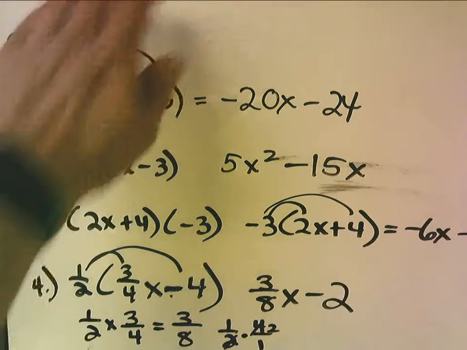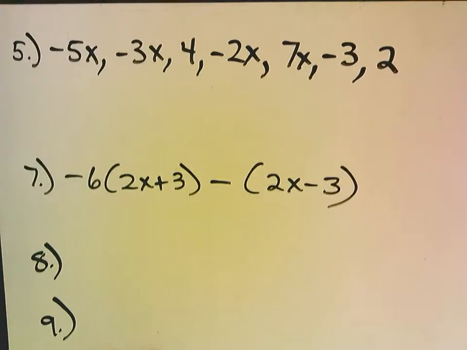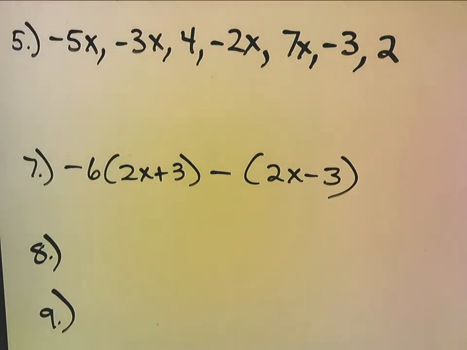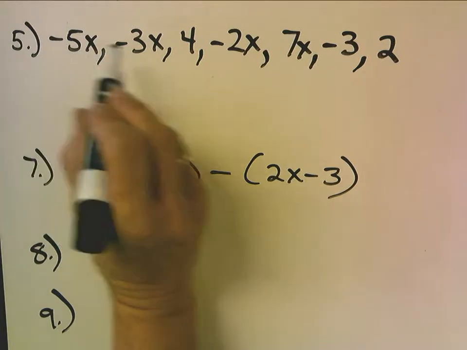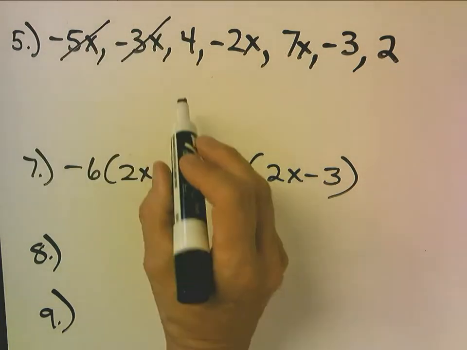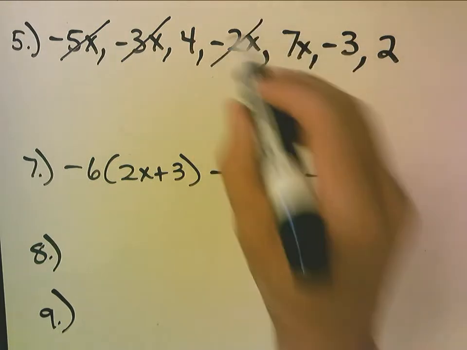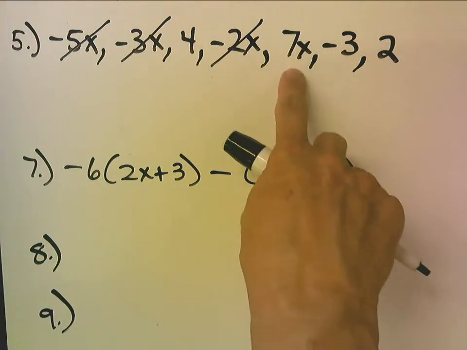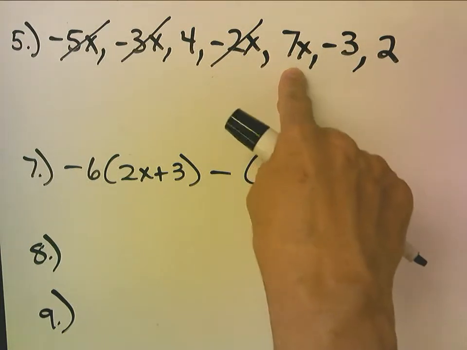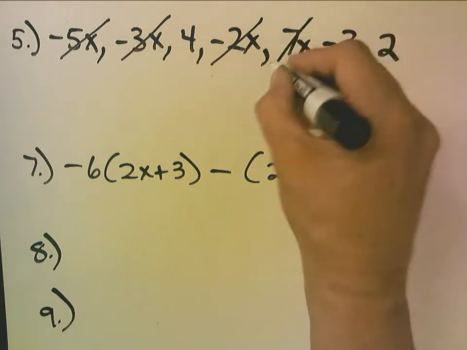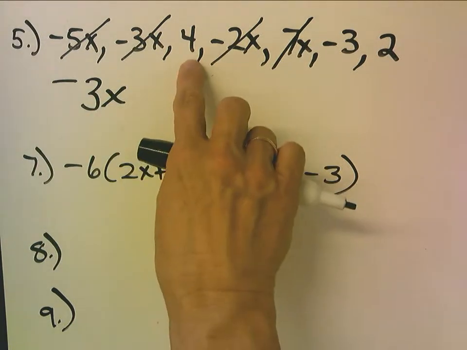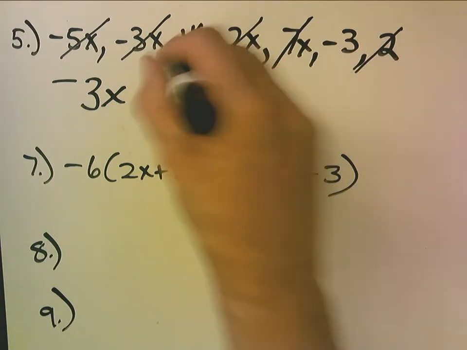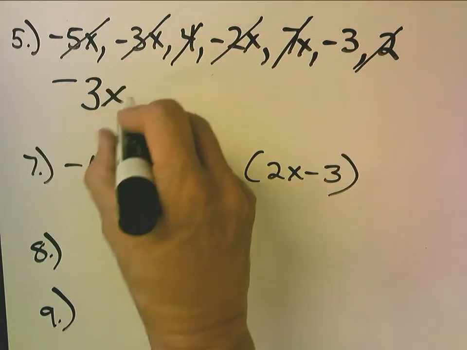Okay? Now, let's jump down to number 5. So notice I rewrote number 5 using commas. And I'm going to combine my 5x with my -3x, I get -8x. With my -2x, that's -10x. But the -10 is against a +7. So the negatives are going to win by 3. So this is -3x. And then I have 4 plus 2 is 6. And a 6 and a -3 is +3.